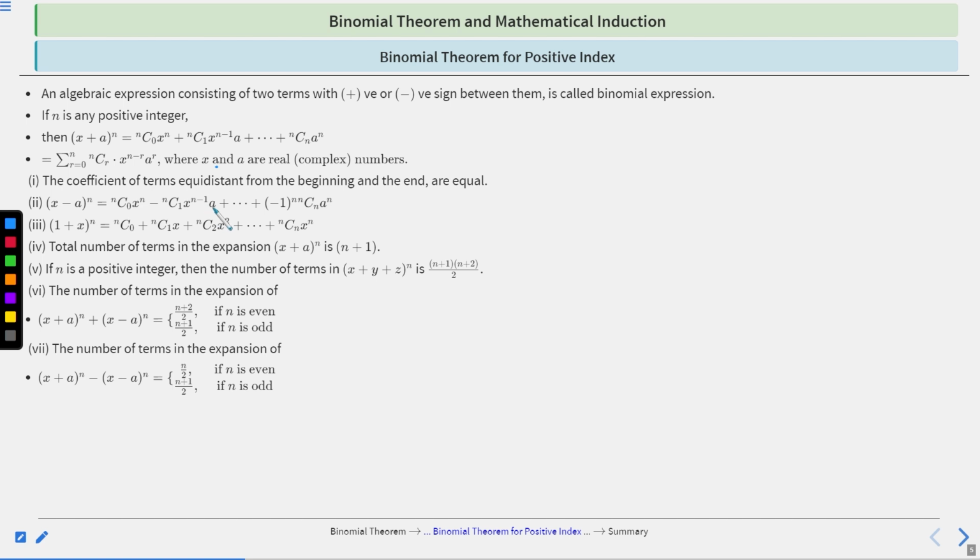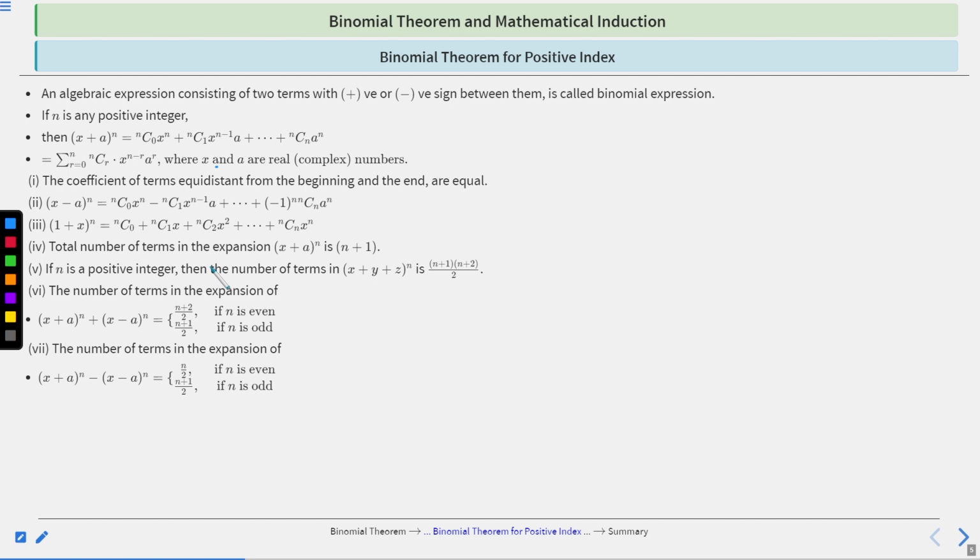The coefficients of terms equidistant from the beginning and the end are equal, right? The coefficients of terms equidistant from the beginning and the end are equal. So (x - a)^n can be written as nC0 x^n - nC1 x^(n-1) a + ... + (-1)^n nCn a^n, and (1 + x)^n can be written as nC0 + nC1 x + nC2 x^2 + ... + nCn x^n.